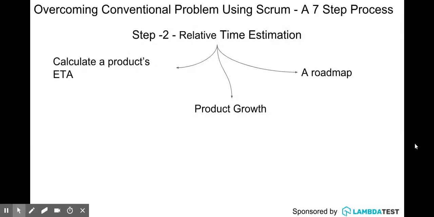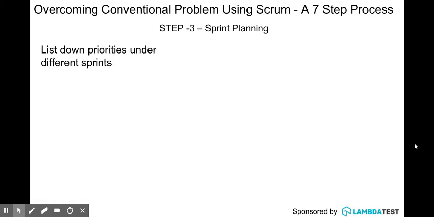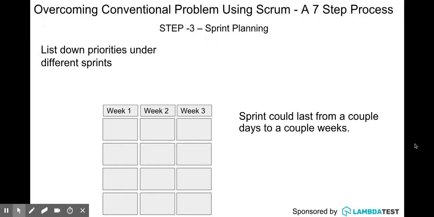Okay, this is the product growth. So let's go to the third step. The third step is sprint planning. Now, this is where you list down priorities under different sprints. A sprint could last from a couple of days to a couple of weeks.